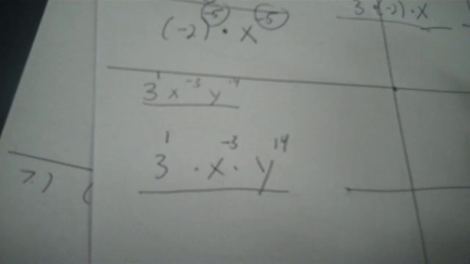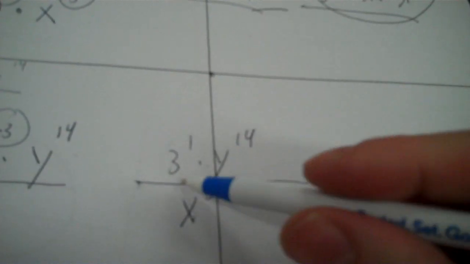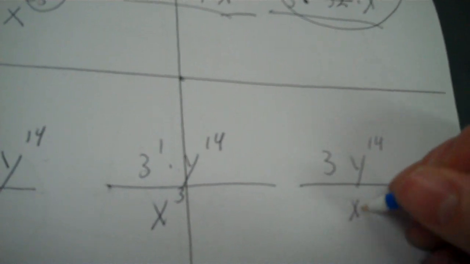Okay, next one. Here you go. This one's not going to take very long. So you got a base of 3, a base of x, base of y, nothing on bottom. So no parentheses, so we just write down the powers that are there. We don't multiply. Okay, now we got a negative power. These two stay put, 3 to the first and y to the 14th, and the x goes downstairs and it goes to a 3. So 3 to the first is 3, y to the 14th, x to the third.